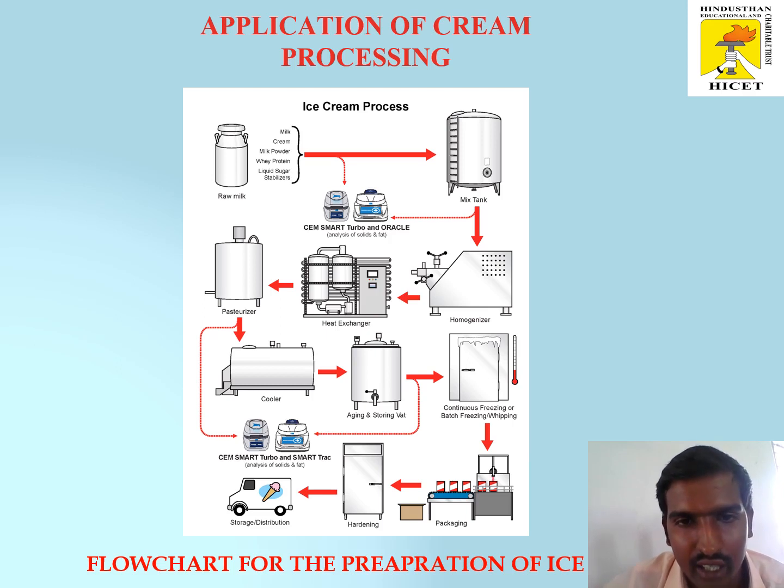The heat exchanger exchanges the heat, that is, it will heat the milk from 4 degrees Celsius to 72 degrees Celsius, and subsequently we cool the milk to 4 degrees Celsius for further processing. Here we usually use the plate heat exchanger. It moves to a pasteurizer where pasteurization begins, heating from 4 to 72 degrees Celsius, and then cooling to 4 to 10 degrees Celsius, and moving to the aging and storing vat, where it is kept for 24 hours.